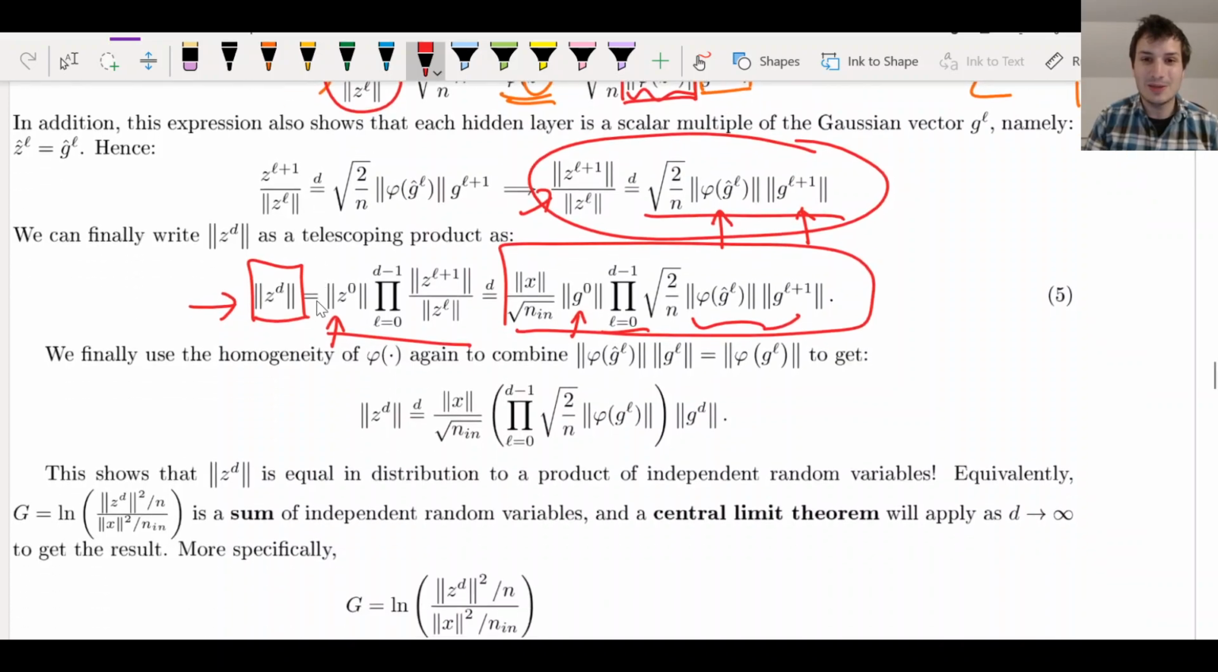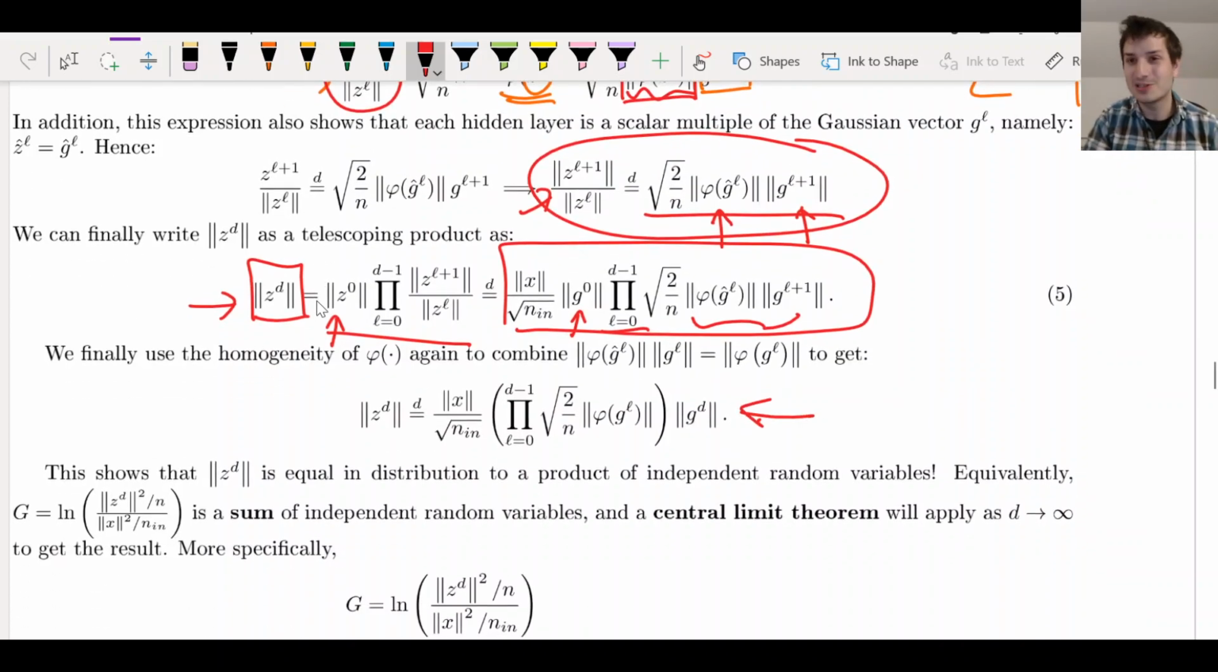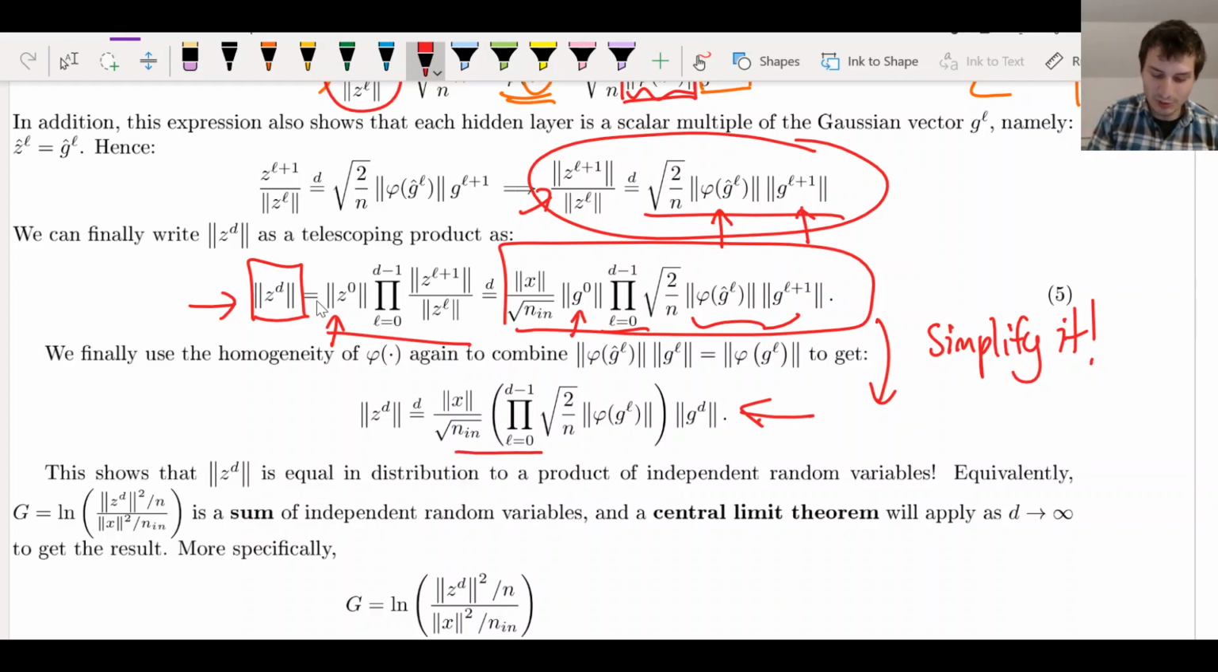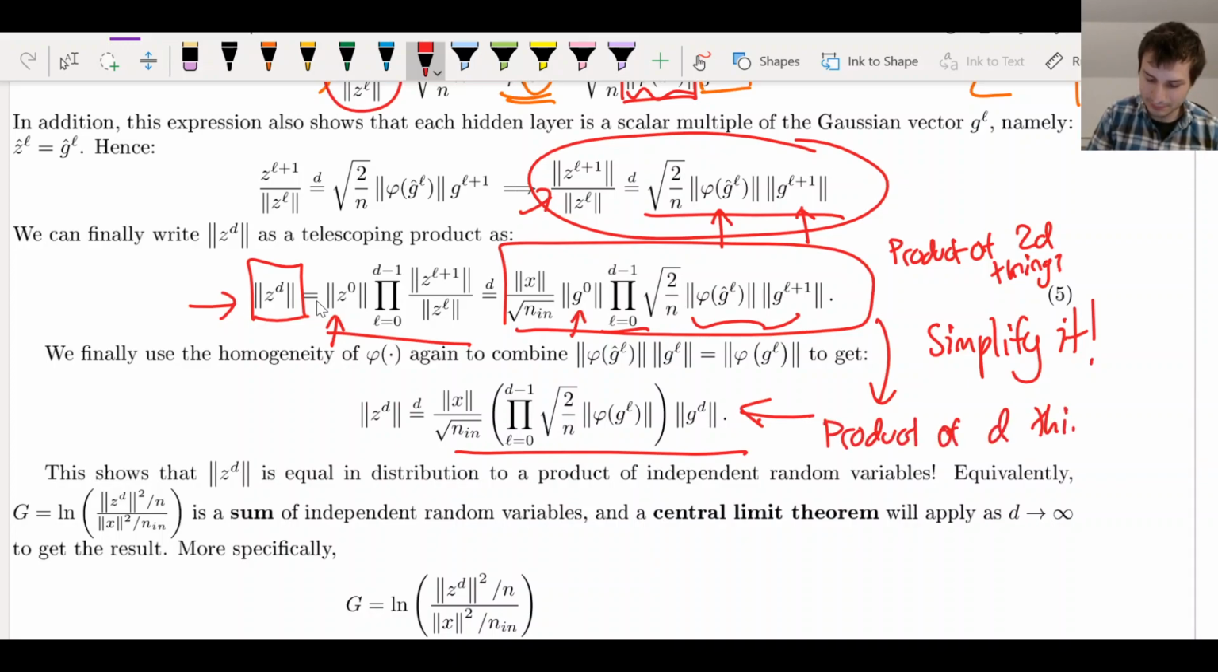So ZD is a big product, and there's a way to simplify it, so I'm going to skip the details on how exactly you simplify it. But by combining things, you can turn it into a product of D things. Here it was a product of 2D things, and here I've simplified it. It's a product only of D things. And the trick again is to use the homogeneity of the ReLU function to combine some of the terms. And if you do that, you get this product of D things.